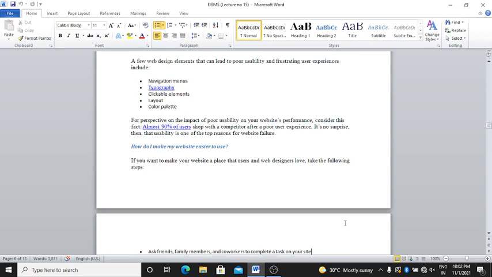Okay, now some perspective on the impact of poor usability on your website performance. Consider this fact: almost 90% of users shop with competitors after a poor user experience. It's no surprise that usability is one of the top reasons for website failure.